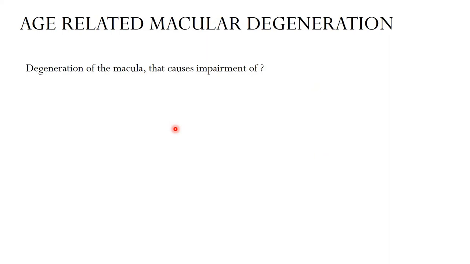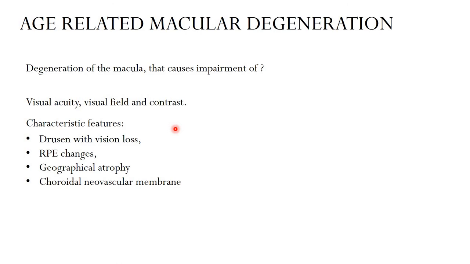What is degeneration of the macula, and what kind of impairment does it cause? When there is a degeneration of the macula, there will be a reduction in visual acuity, the visual field will be lost, and the contrast sensitivity will go low. The characteristics of degeneration are drusen with vision loss, RPE changes, geographic atrophy, and there might be a choroidal neovascularization membrane which is formed.